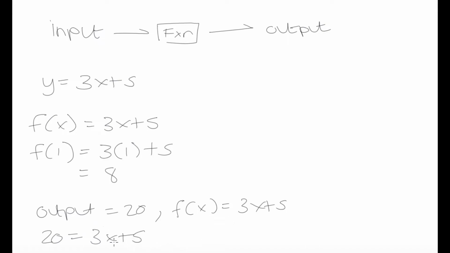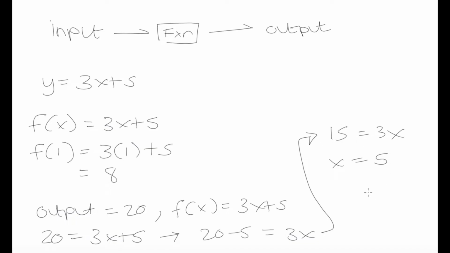And if we want to isolate for x, we can move this 5 to this side, and that becomes 20 minus 5 is equal to 3x. And if we just give ourselves some more space here, that's going to become 15 is equal to 3x. And to isolate for x, we divide both sides by 3, and 15 divided by 3 is equal to 5. So when we have an output value of 20, our input value is 5, if this is our function. So when x is equal to 5, this function is going to have a value of 20.